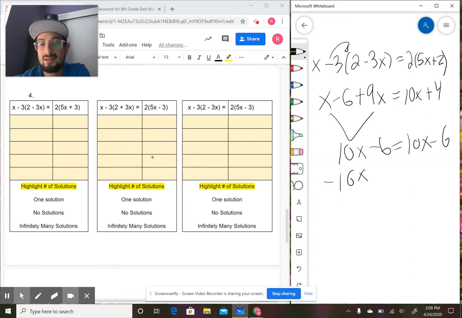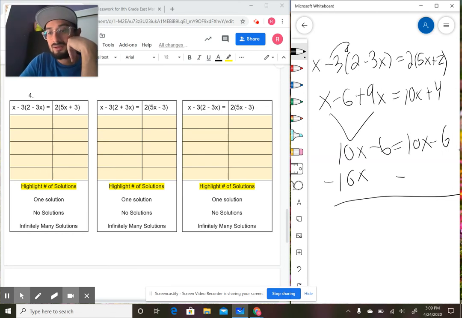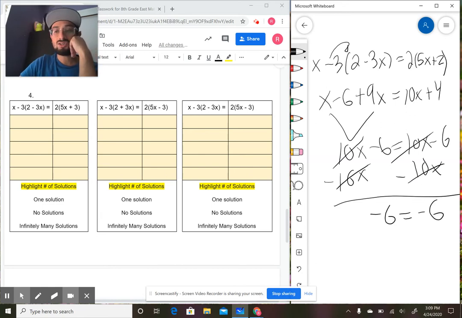Subtract the 10x on both sides. And you're going to get that cancels, that cancels, that cancels, that cancels. You're going to get negative 6 equals negative 6, which is a true statement. And that means that they're the same line, so they cross infinitely many times since they're the same line.